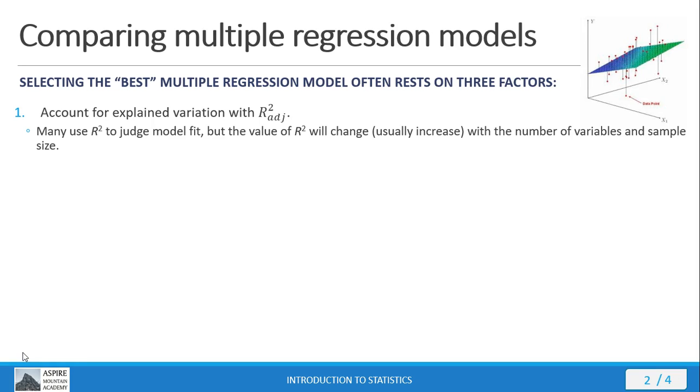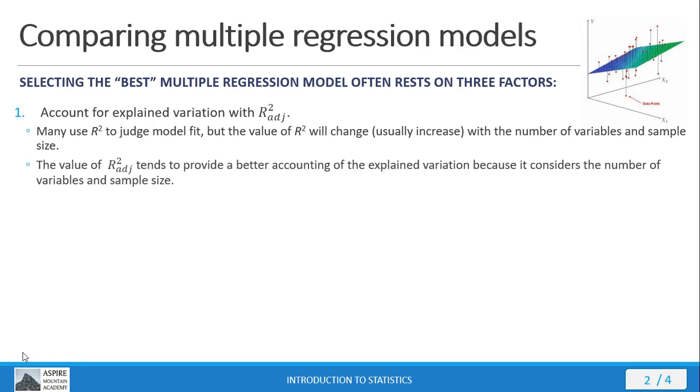Many use simply the R-squared value to assess model fit, but as we learned in the previous mini lecture, R-squared will not be the same for comparing models with different sample sizes, or for comparing models with different numbers of variables. In fact, the value of R-squared will usually increase as you put in more variables and increase your sample size. So in order to have a level playing field, you really want to be looking at adjusted R-squared, because this provides a better accounting for the explained variation, since it considers the number of variables and sample sizes across your models.